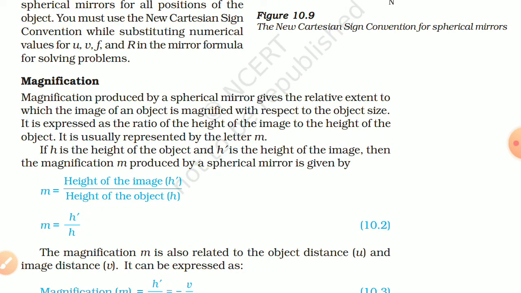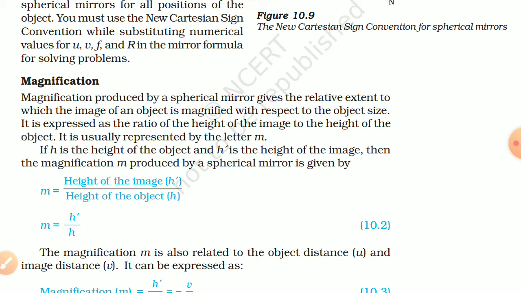Now there is another formula, for magnification. Magnification produced by a spherical mirror gives the relative extent to which the image of an object is magnified with respect to the object size. It is expressed as the ratio of the height of the image to the height of the object.